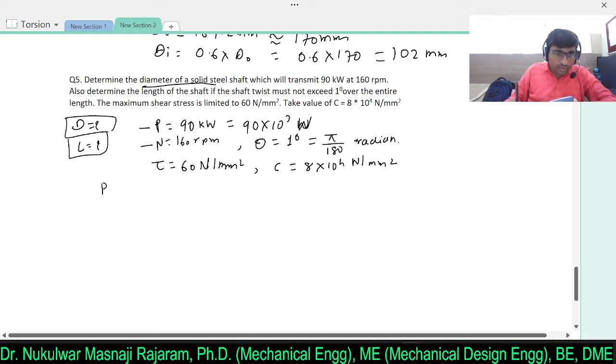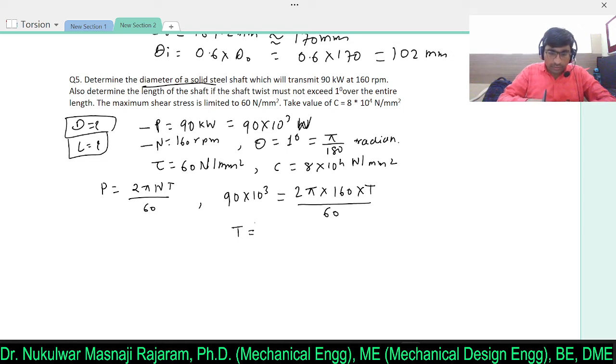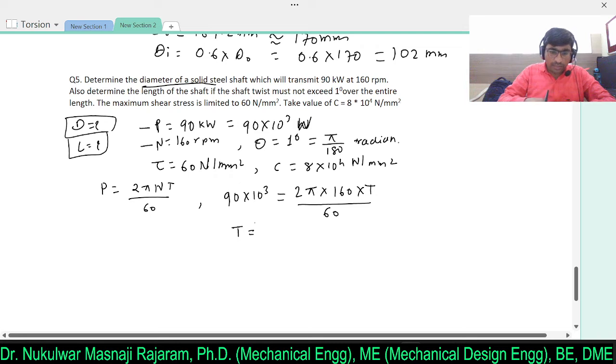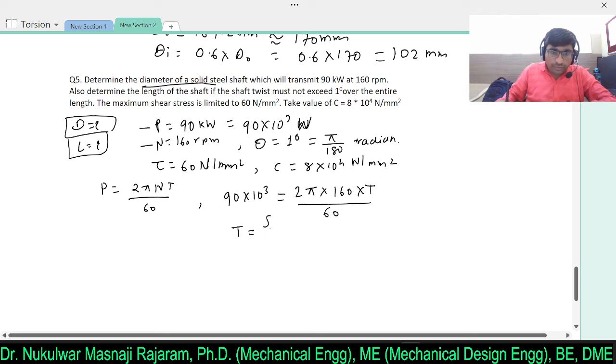As the power and speed are given, we can evaluate the torque. So P is equal to 2 pi NT divided by 60. So 90 into 10 raised to 3 equal to 2 pi into 160 into torque divided by 60. So the torque is 90 into 10 raised to 3 into 60 divided by 2 into pi into 160. Clear? So torque will be 5371.47 Newton meter, and in mm, 5371.47 into 10 raised to 3 Newton mm.